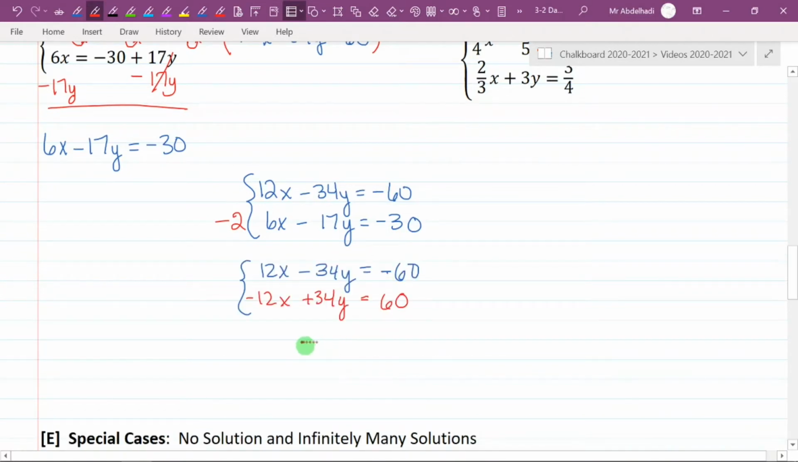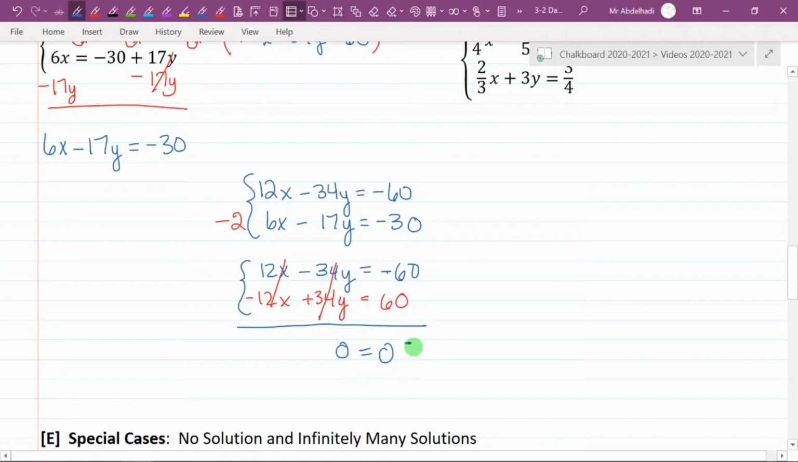So that's what the system looks like with the new equation on the bottom. Now you ask yourself, does anything cancel out now? Do I get lucky now? And the answer is we get more than just lucky. Something weird happens here. 12x minus 12x cancel out. Negative 34y and positive 34y also cancel out. And if everything cancels out, what's left on this side of the equation? If there's nothing left, it's a 0. And on the right side, we get negative 60 plus 60, which is also 0. So we get 0 equals 0.